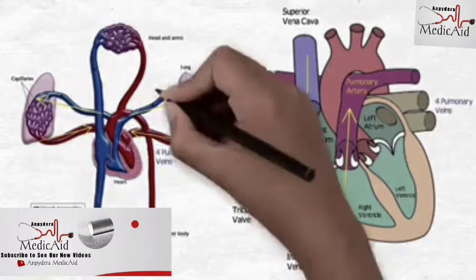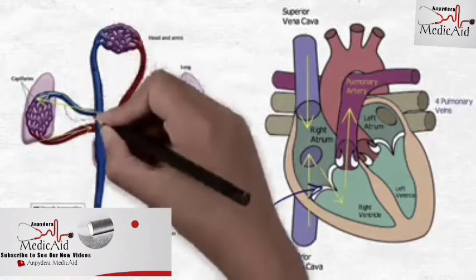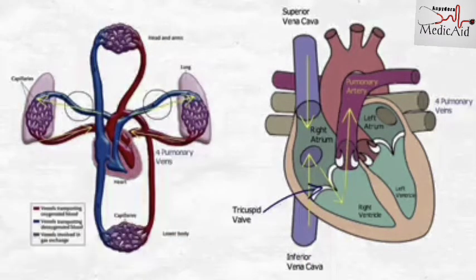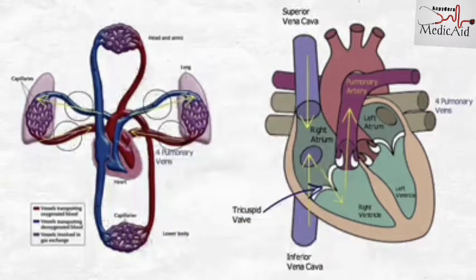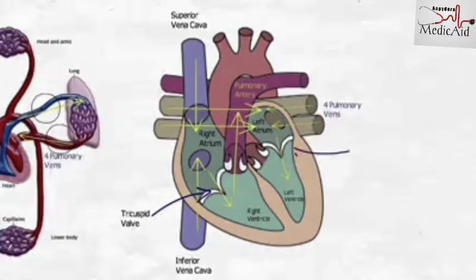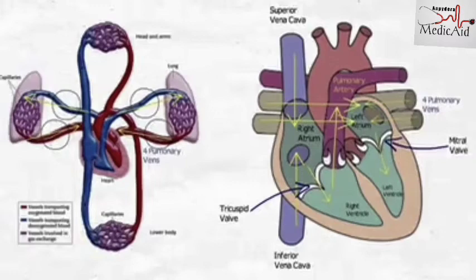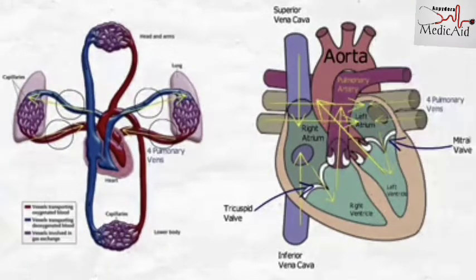And here we should notice these exceptions. The pulmonary artery is the only artery that carries deoxygenated blood, and the pulmonary veins are the only veins that carry oxygenated blood. Then blood passes from the left atrium to the left ventricle through the mitral valve, which then contracts to push the blood through the aorta, which distributes blood to all body tissues.